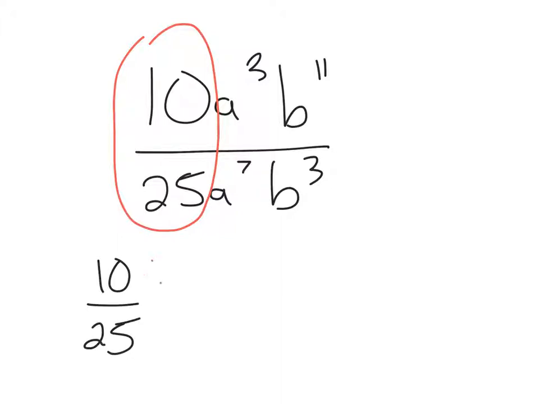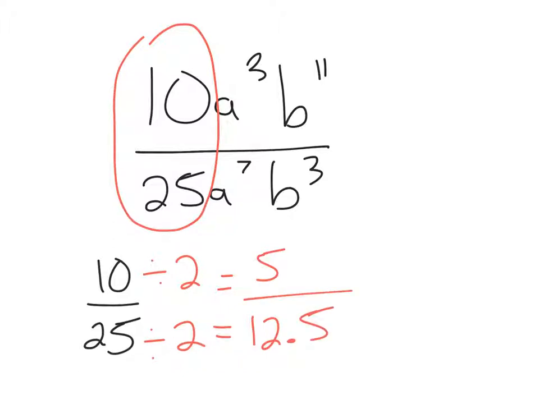So yes, 10 can be divided by 2. That would easily give me 5. That will totally work. But 25 divided by 2 would give me a decimal, and that is not what I want. I don't want to work with decimals. I can't reduce that to 5 over 12.5. That is not an appropriate reduced fraction. So we want to be able to think about what I can divide both of them by, where I get my answer as a whole number in both cases.